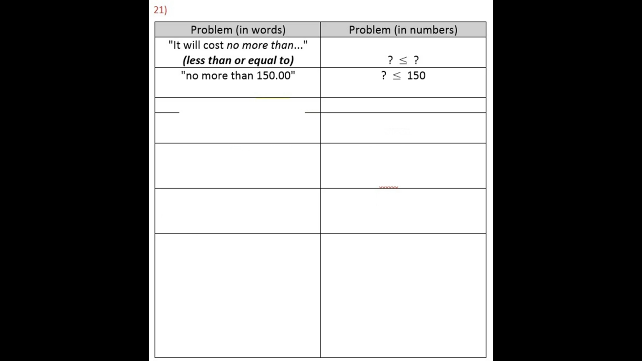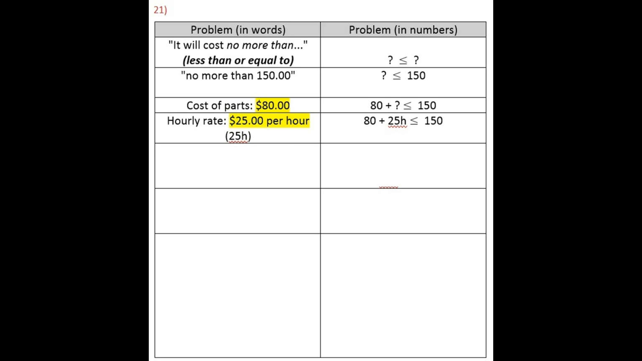We're looking again at word problems, and this time it's inequalities with word problems. So our first one is number 21. It will cost no more than $150. So we've got something that's less than or equal to 150. And this is where we start our problem.